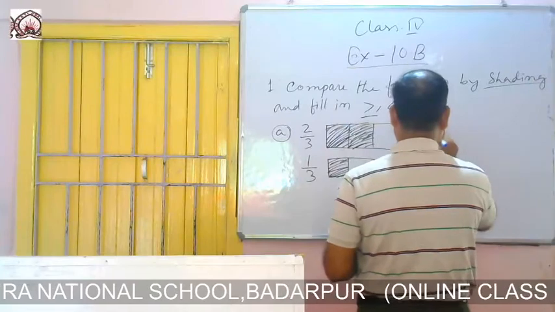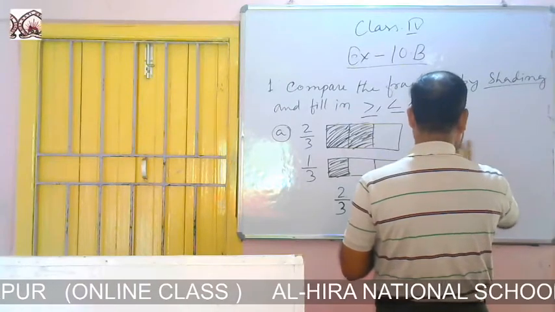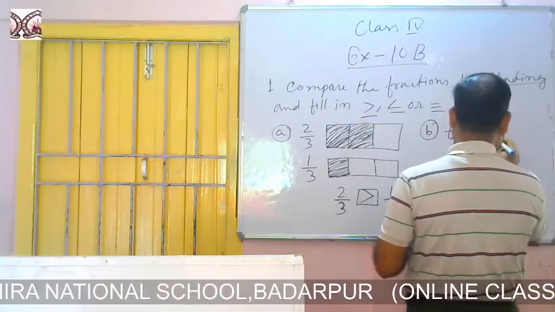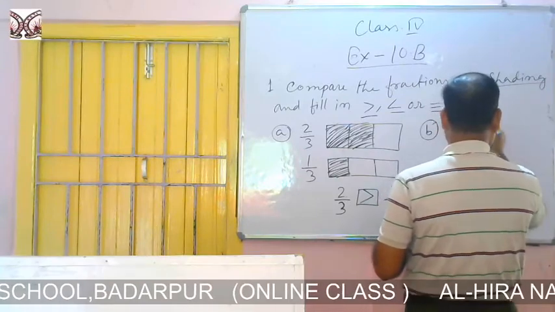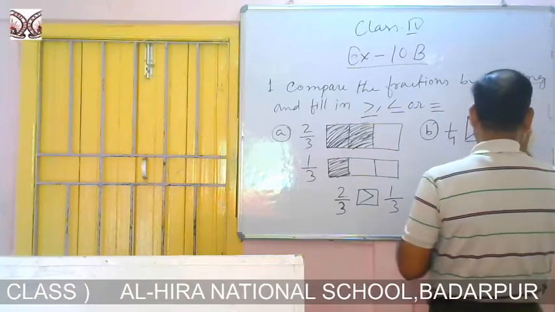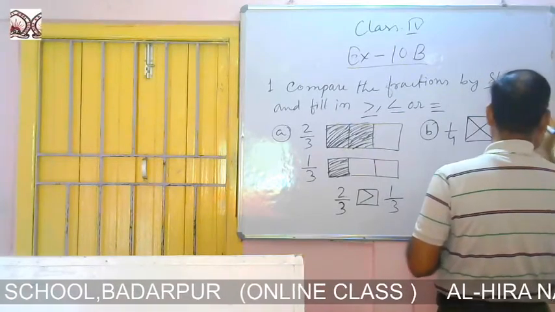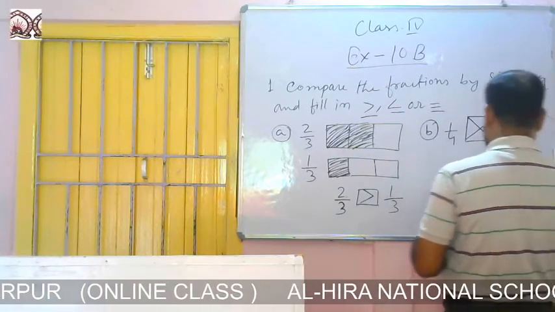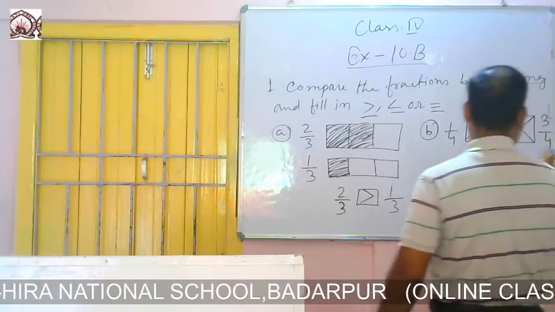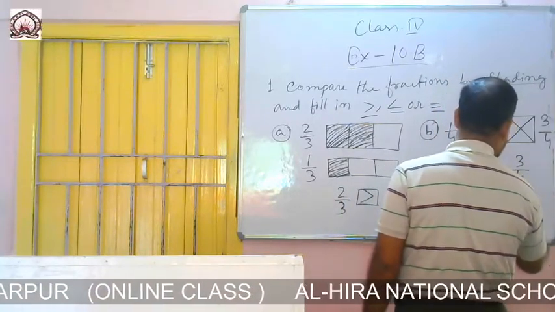So question number b, the fraction is 1/4 and 1 square is there, divided equally into 4 parts, and next the same square divided into 4 equal parts, and the fraction is 3/4. So now here 1/4, here 3/4 box.